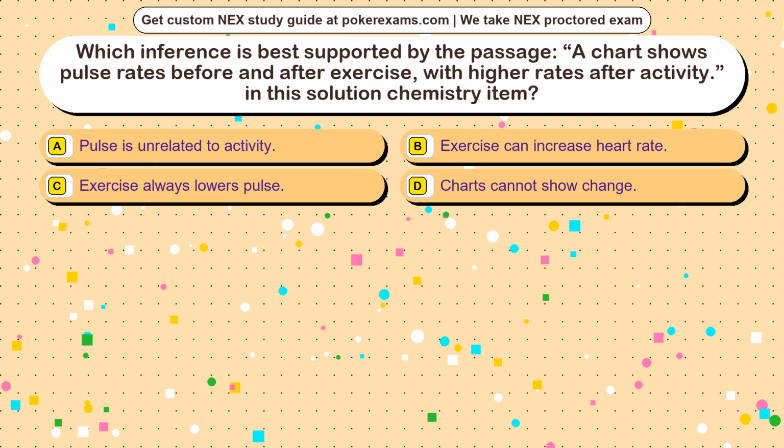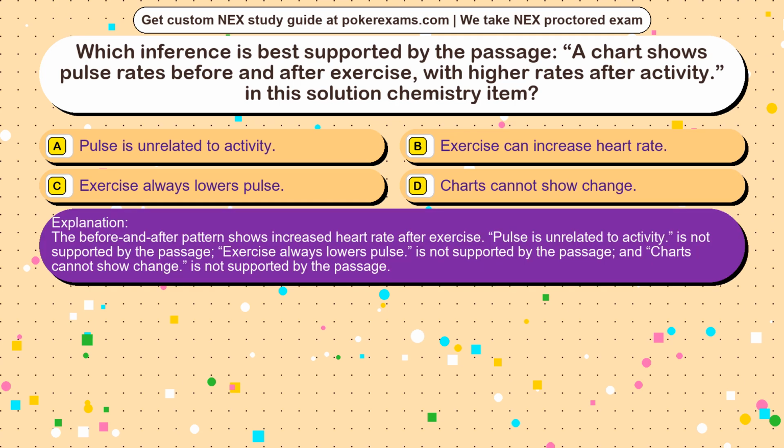The correct answer is option B. The before and after pattern shows increased heart rate after exercise. Pulse is unrelated to activity is not supported by the passage. Exercise always lowers pulse is not supported by the passage. And charts cannot show change is not supported by the passage.